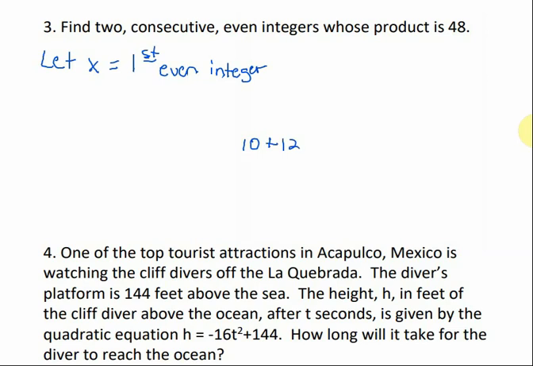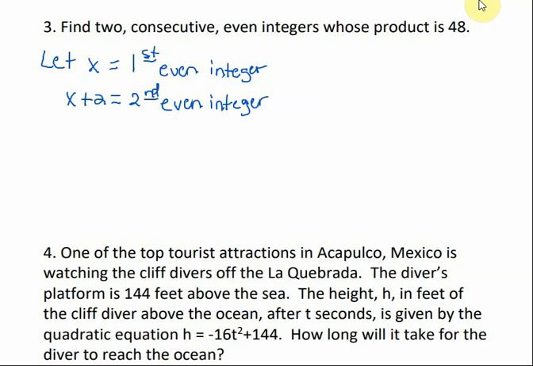Okay, so if this is x, what do I need to add to 10 to get to 12? I would need to add 2, right? 10 plus 2 is 12. So whatever this is, if I add 2 to it, it's going to get me to the next even integer. So x plus 2 is going to be the second even integer. I only needed 2. If I needed another one, it would be x plus 4.